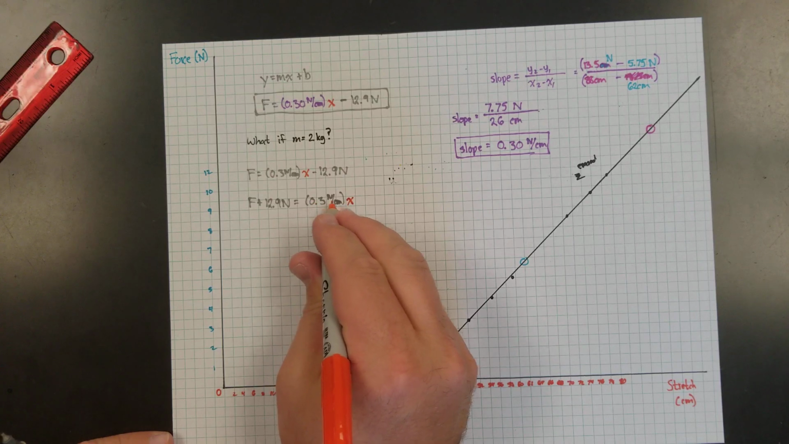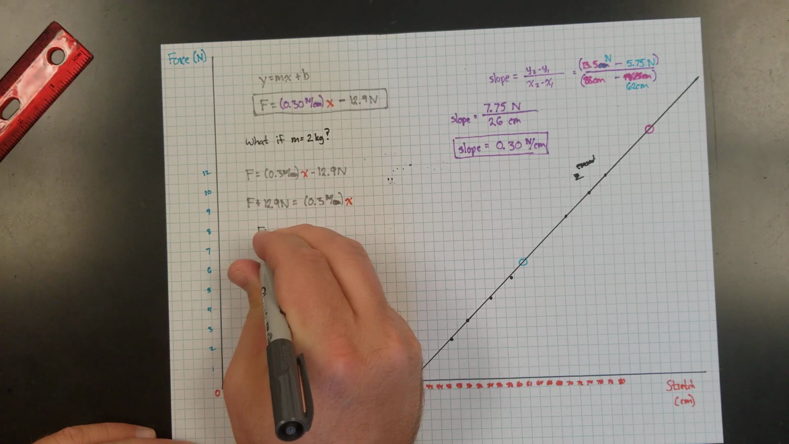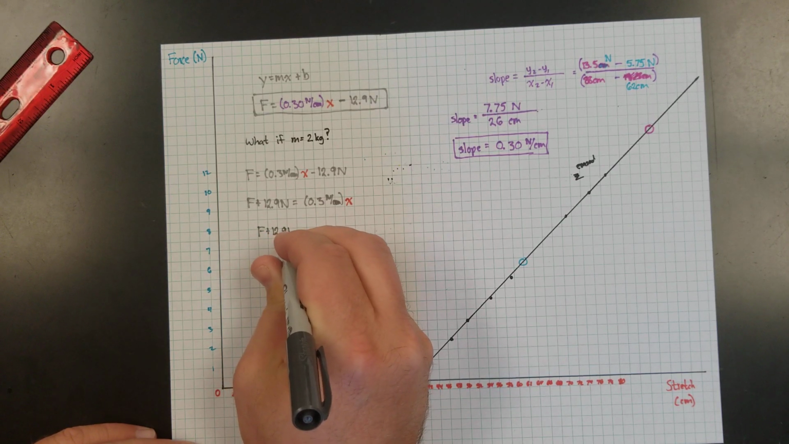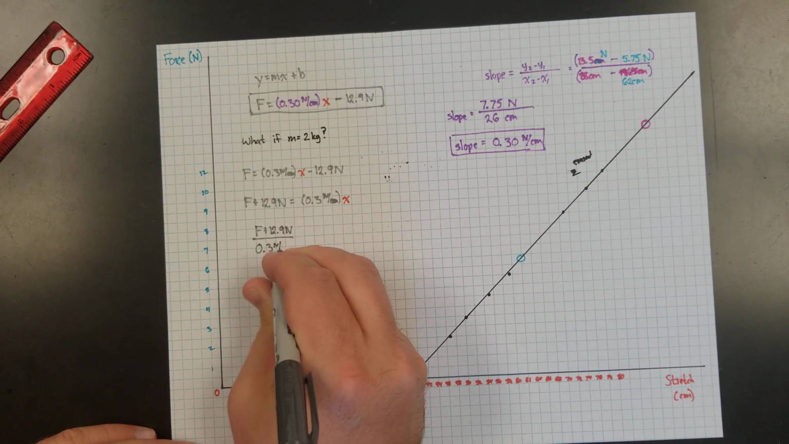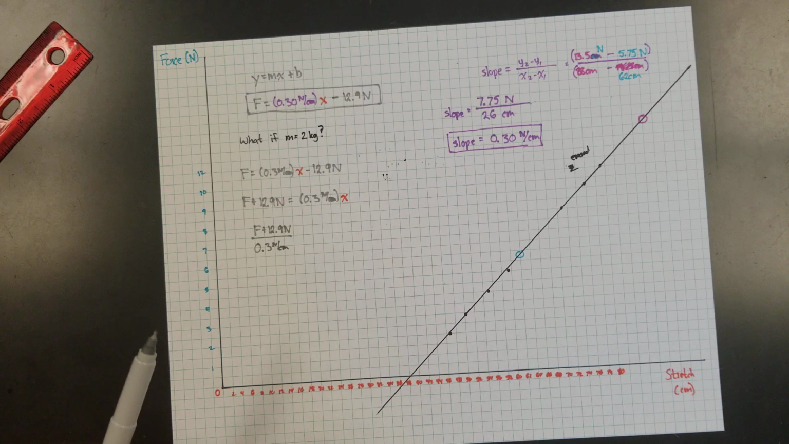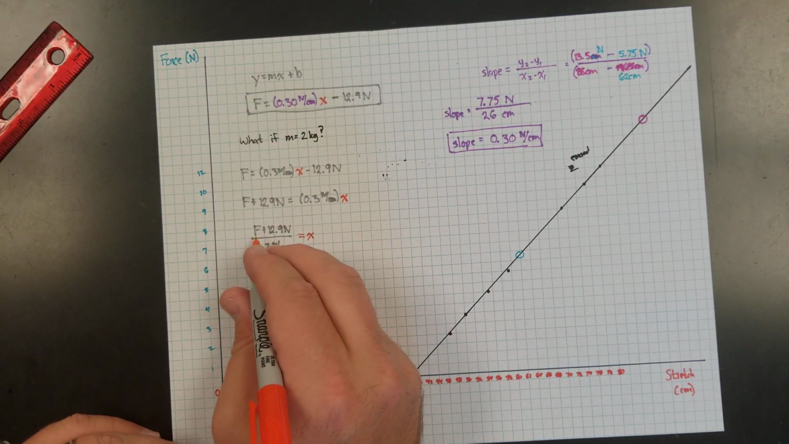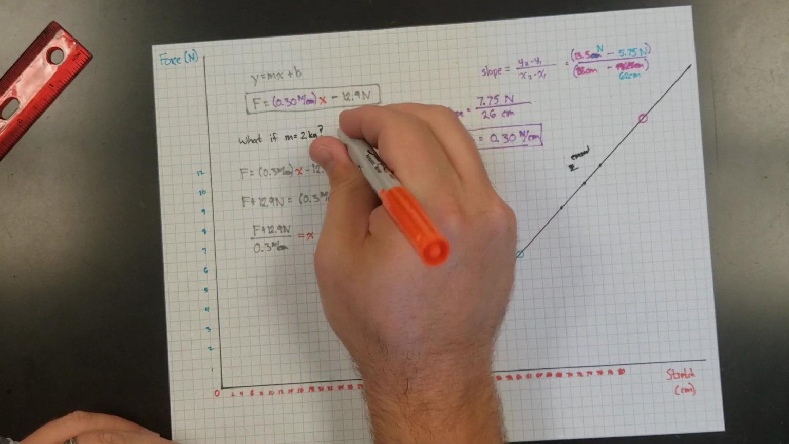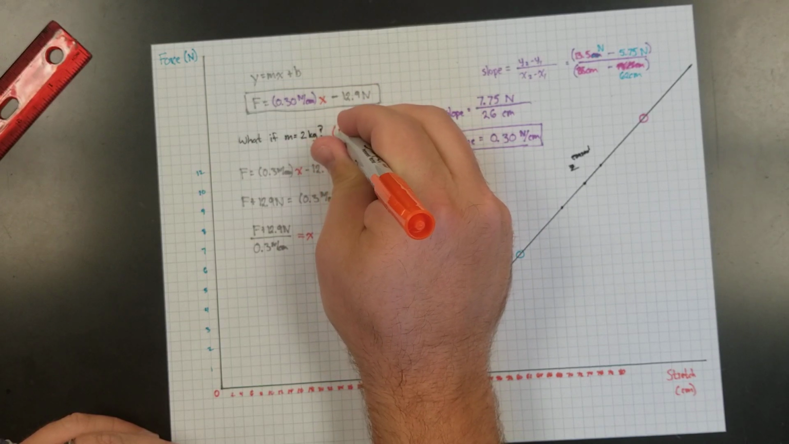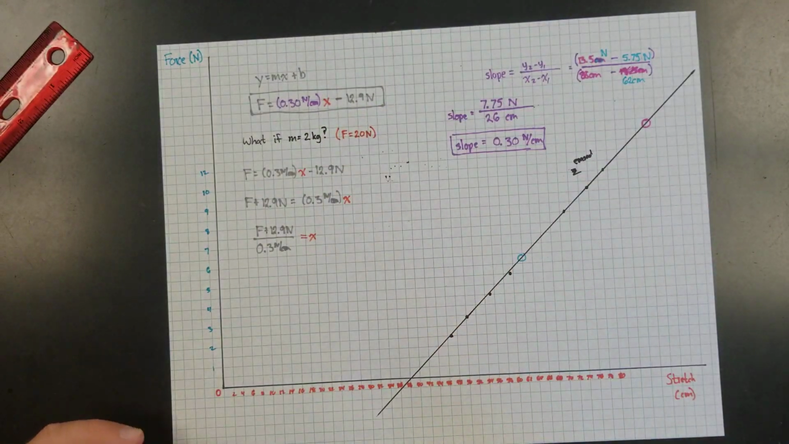And then I can divide the 0.3 from both sides. So that would look like F plus 12.9 divided by 0.3 newtons per centimeter is equal to x. And then let's go ahead and substitute in the missing force. Well, we would have to calculate the force that 2 kilograms would exert. And so 2 kilograms times 10 would be 20 newtons.